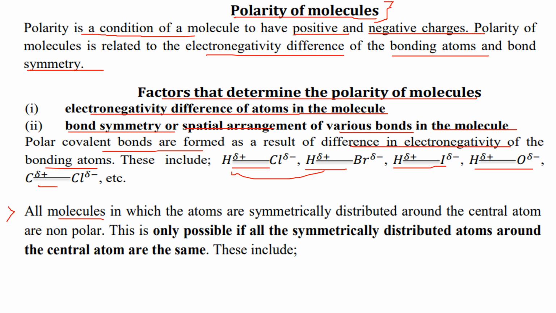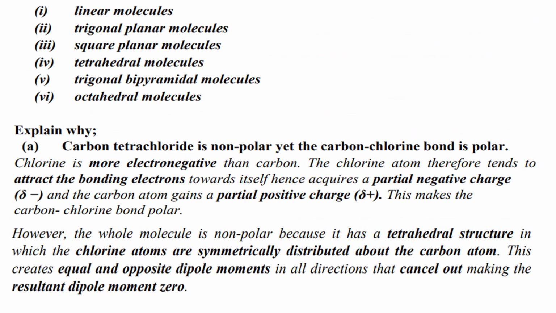So we're going to say that all molecules in which the atoms are symmetrically distributed around the central atom are going to be nonpolar. This is only possible if the atoms in the symmetrical distribution around the central atom are the same, and these include the following: the linear molecules, the trigonal planar molecules, the square planar molecules, the tetrahedral molecules, the trigonal bipyramidal molecules, together with the octahedral molecules. And we looked at this in more detail in the second video.